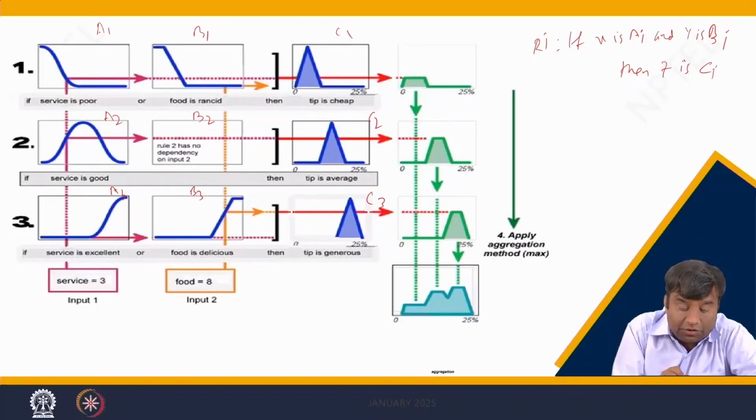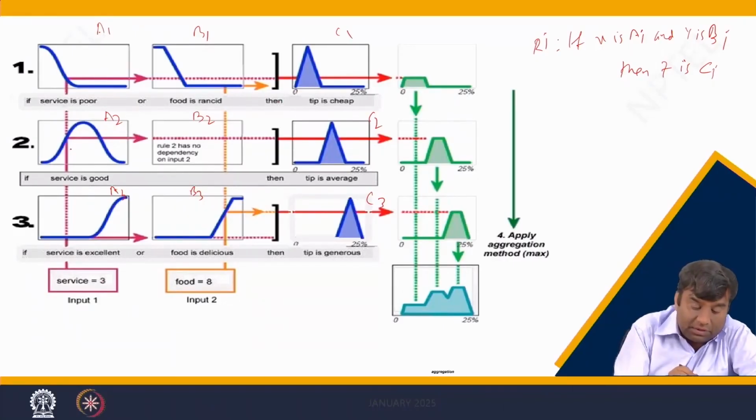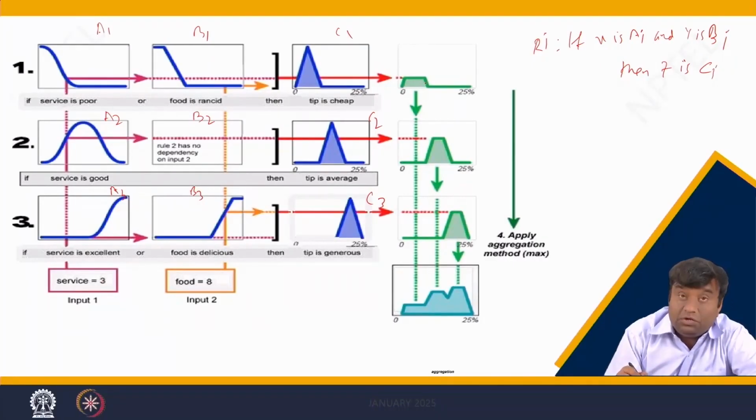That is OR, so we take the maximum value. That is very small, so this is the maximum value, and this is the output of C1. Similarly, service is good, so there is no other part here, so directly it will go there. That will be the output of the second rule. The third rule is OR, so we take the maximum value. Now we need to union all these three, so that is the combined figure.